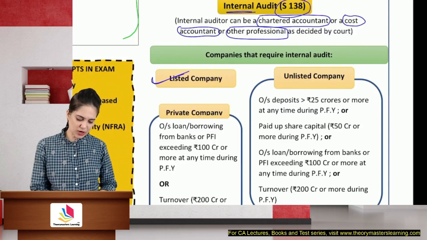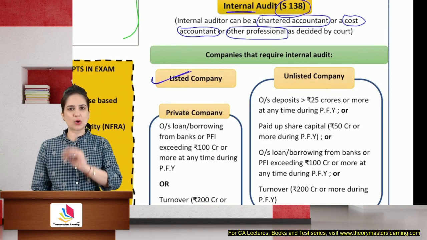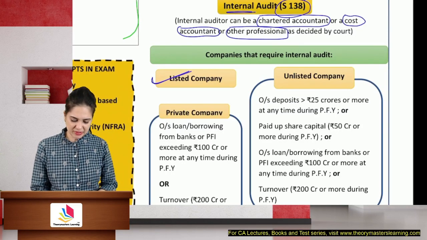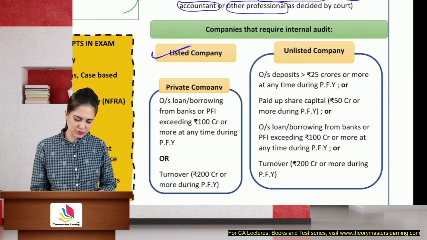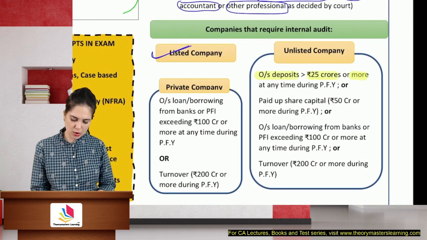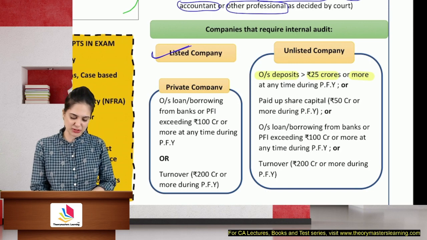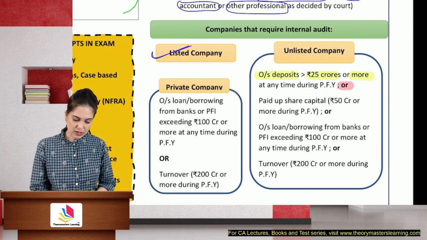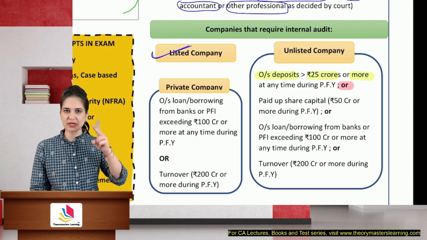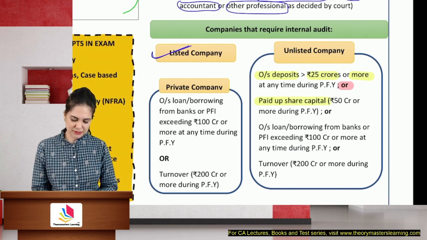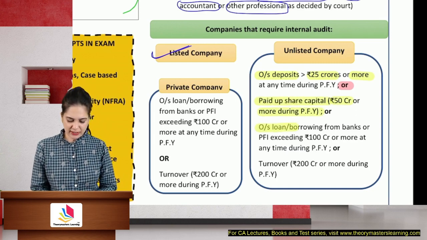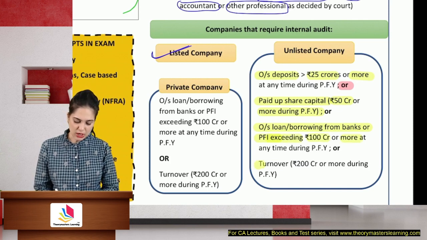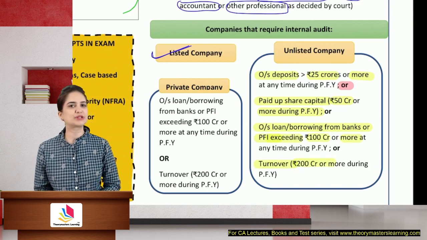Listed companies have to compulsorily get internal audit done. Unlisted company will get the internal audit done only when their outstanding deposit is 25 crores or more during any time in the previous financial year, or the word is or. So these are not cumulative, these are alternative requirements. Paid up share capital is 50 crores or more. Outstanding loans from the banks, public financial institution exceeds 100 crore or more. Turnover exceeds 200 crore or more during the previous financial year.